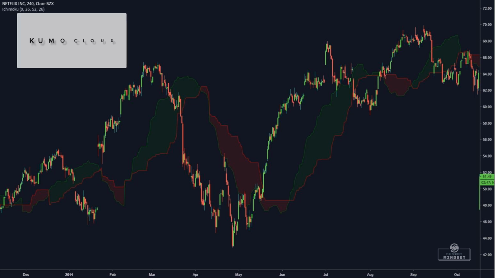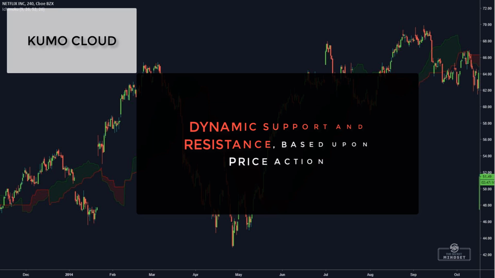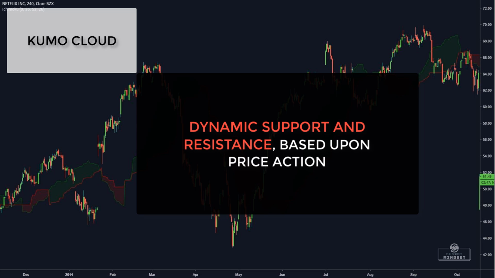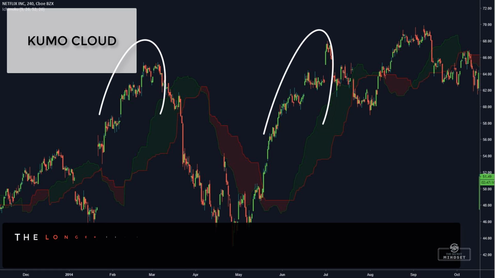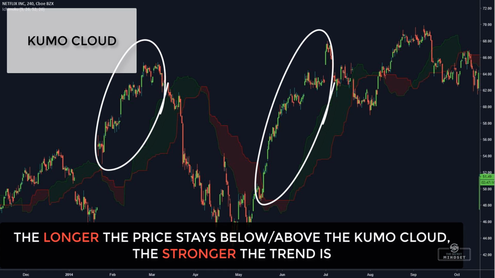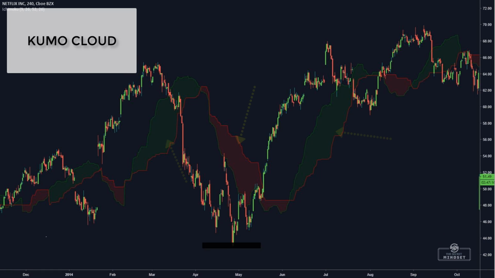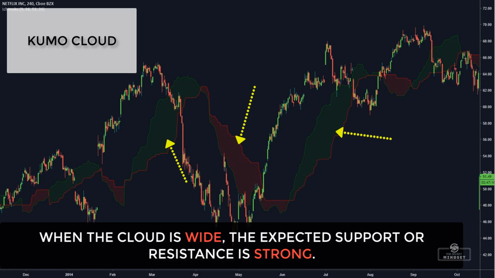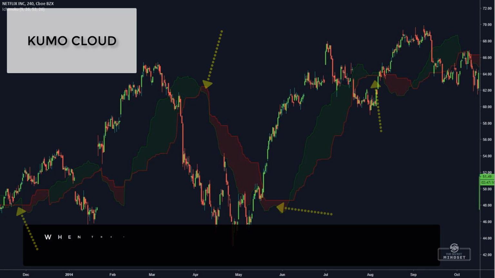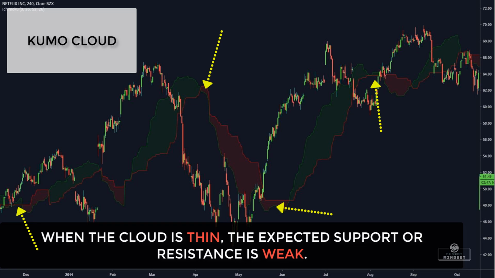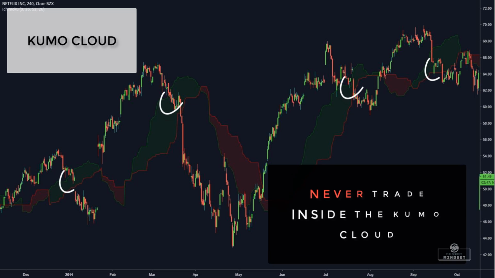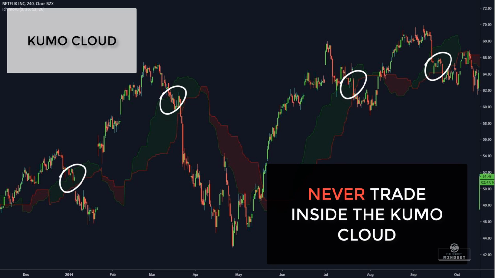And finally, the Kumo, plotted as a cloud, indicates dynamic support and resistance based upon price action. The longer the price stays below or above the Kumo cloud, the stronger the trend is. When the cloud is wide, the expected support or resistance is strong. When the cloud is thin, the expected support and resistance is weak. You should never trade inside the Kumo cloud. That's a very important rule.